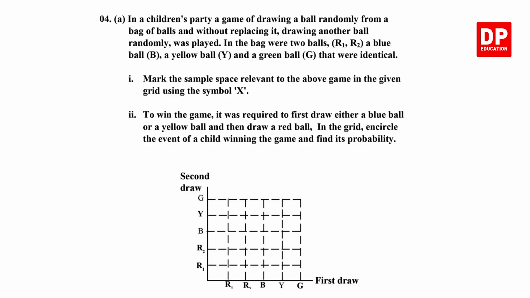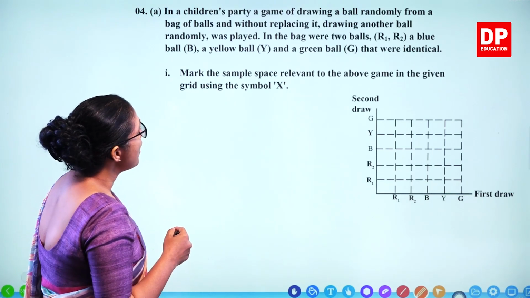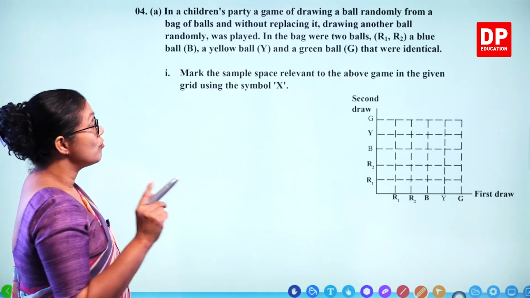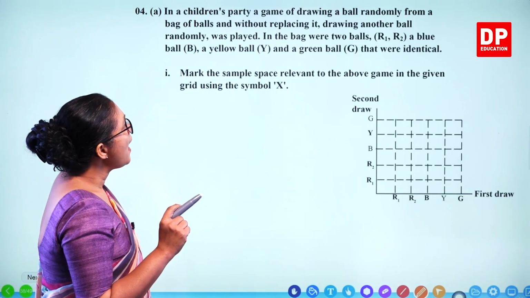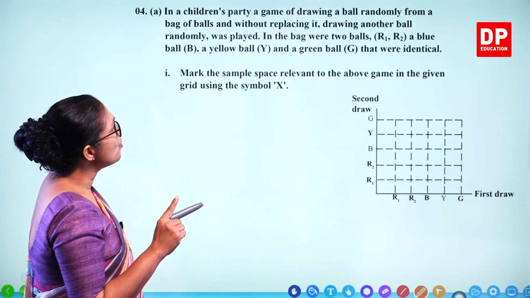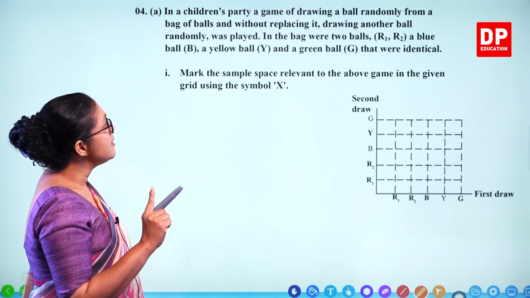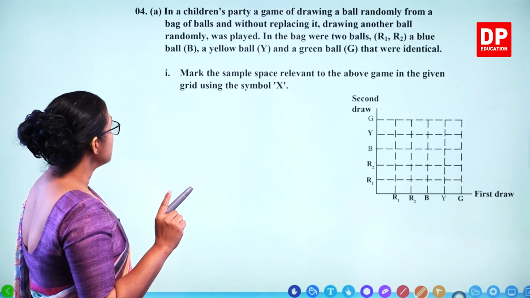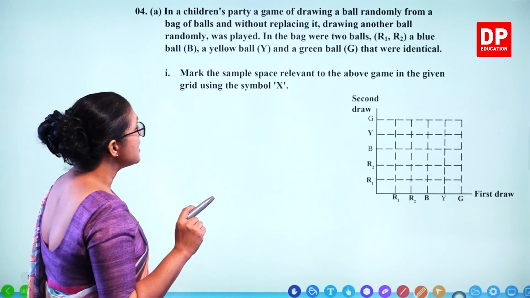Let's do question number 4. That's about probability. In a children's party, a game of drawing a ball randomly from the bag of balls and without replacing, so not putting it back, drawing another ball randomly was played. In the bag were 2 balls, R1 and R2, 2 red ones, and a blue ball, that's B, a yellow ball, that's Y, and a green ball, that's G, that were identical. Mark the sample space relevant to the above game in the given grid using the symbol X.